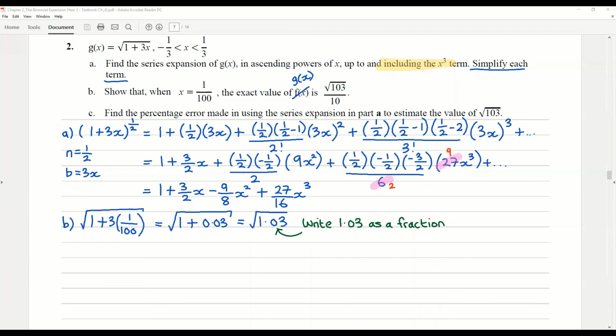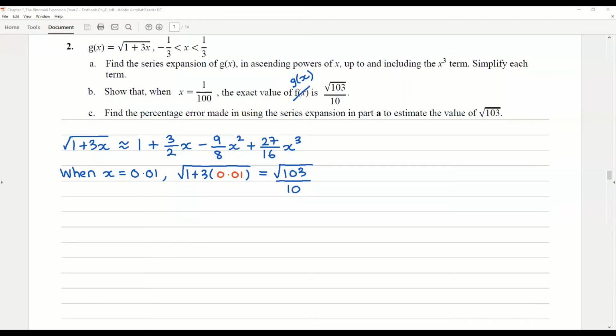So therefore, we have the square root of 103 over 100. And the answer just pops out, doesn't it? So that's going to equal the square root of 103 over the square root of 100, which equals the square root of 103 over 10, which is to show that, so we have shown that.